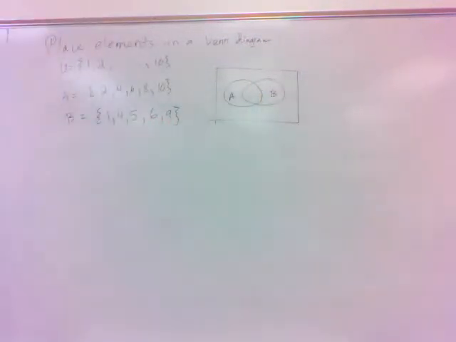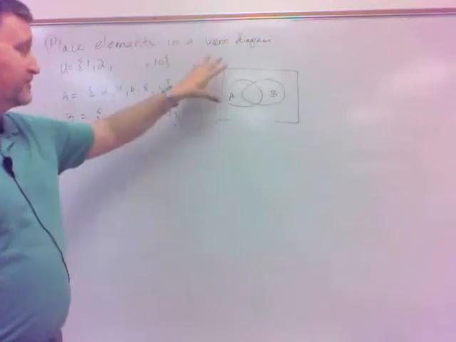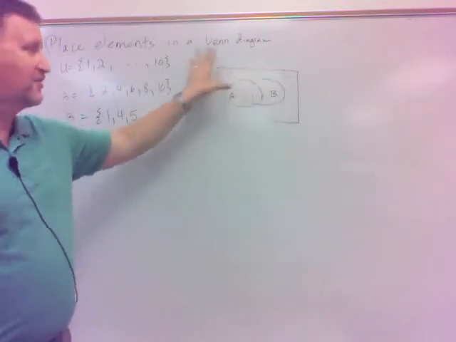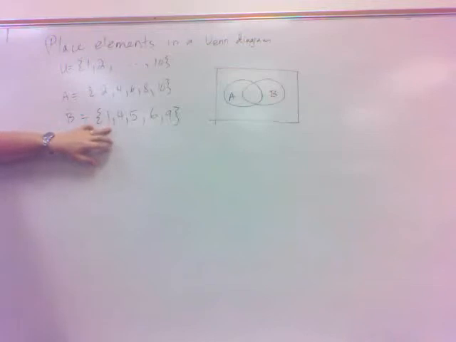Well, here's the deal. Each element only goes in one place. For example, element 1 goes in one place, and what place would that be? Notice that 1 is in B. Let me first mention, the universal set is 1 through 10. If I put 1 through 10 somewhere in this rectangle, it's in the universal set. The universal set is the whole rectangle. So anyway, where would I want to put 1?